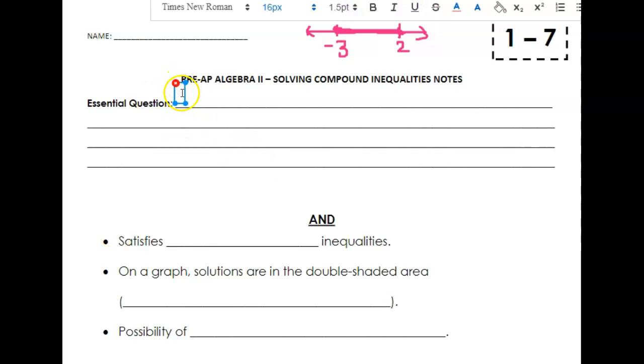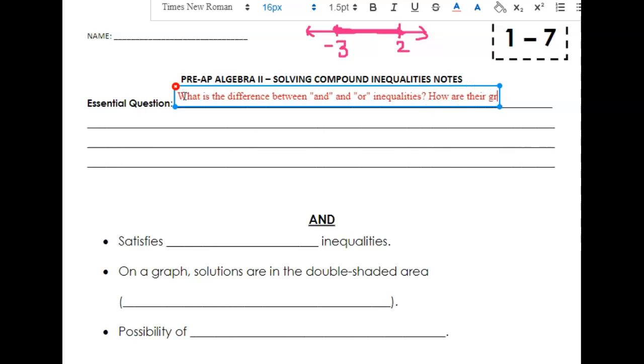The essential question today is, what is the difference between and or or inequalities? And how are their graphs different? Let's see if I can spell it right. How are their graphs different? So what's the difference between using the word and using the word or for inequalities? And how does it make the graph look different?